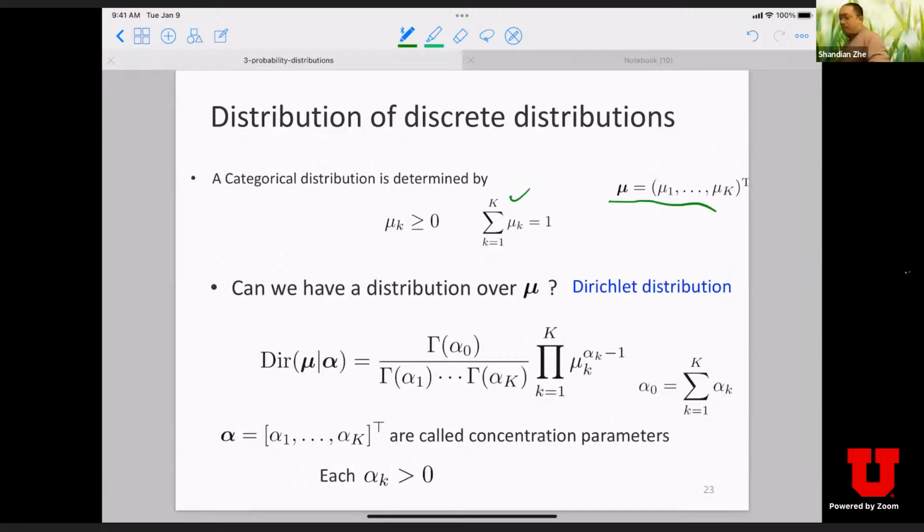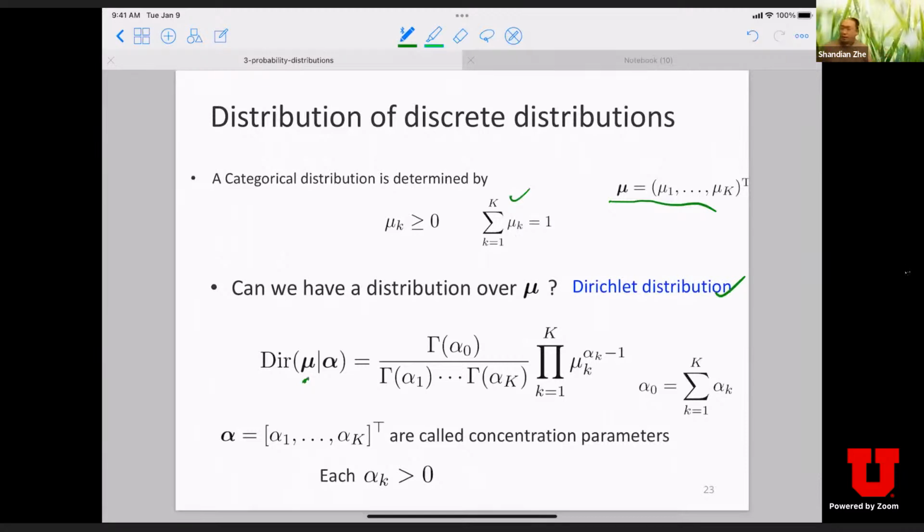This distribution is called a Dirichlet distribution. Basically, you can imagine that the Dirichlet distribution will sample a valid probability vector, meaning that every element is between 0 and 1, and their summation is 1. And this probability vector can be used to parameterize a categorical distribution. Does it make sense?